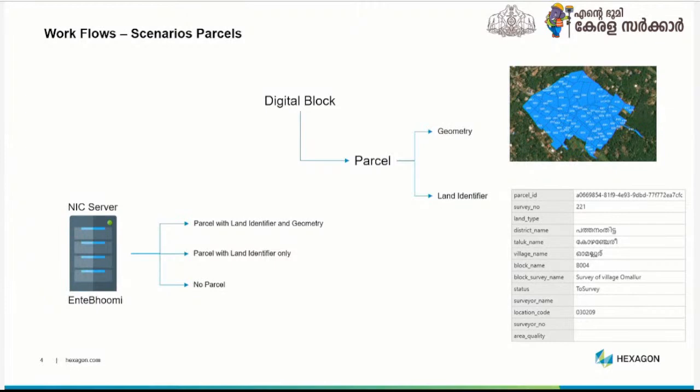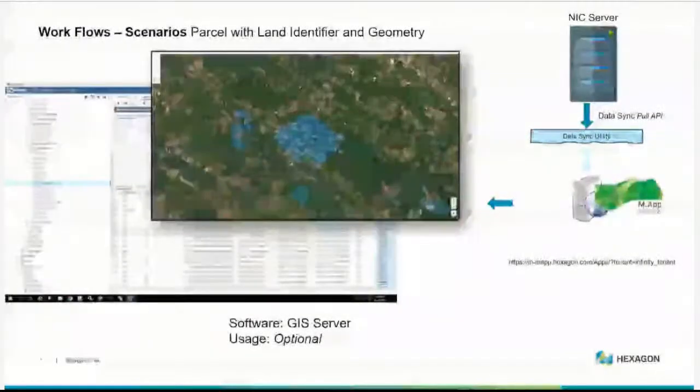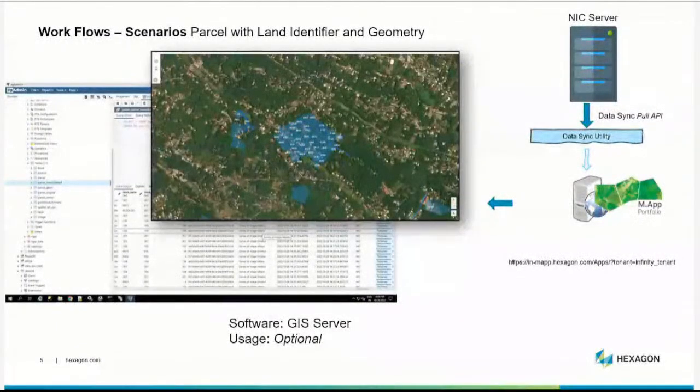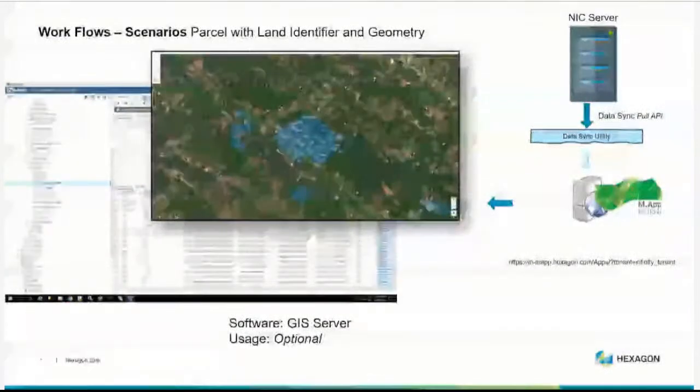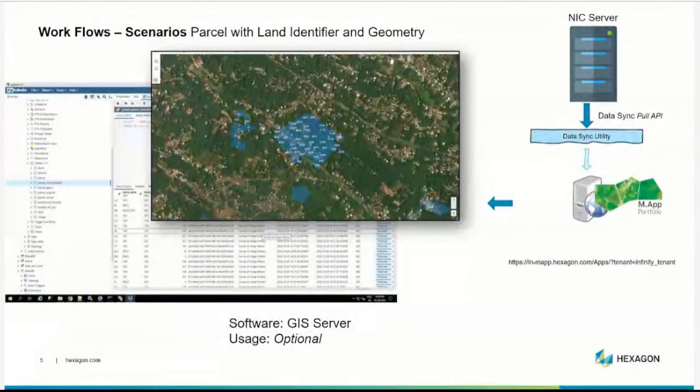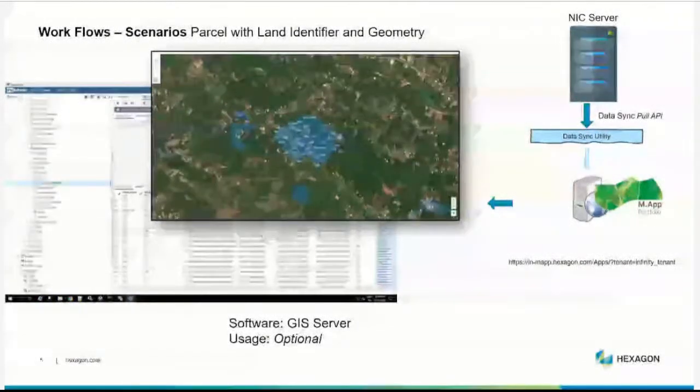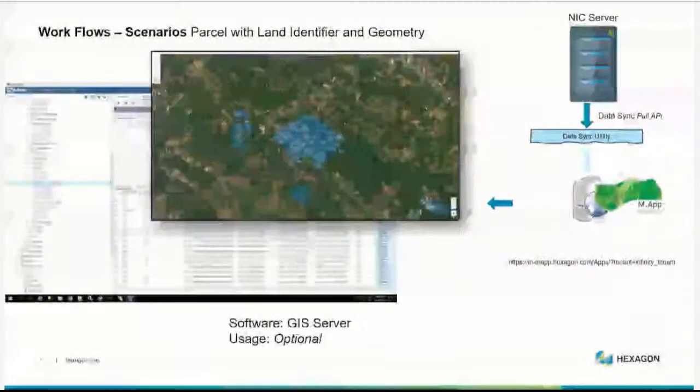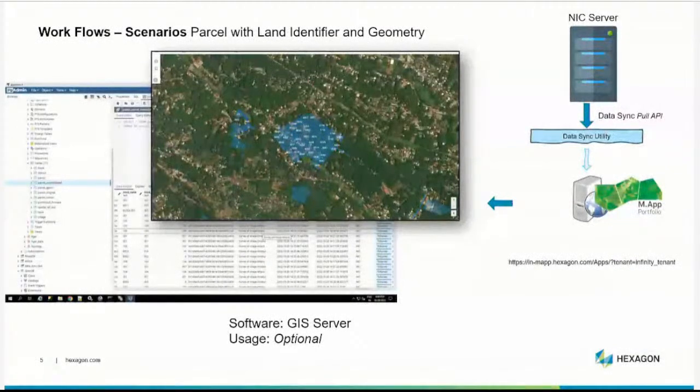Okay? We'll go deeper into each one of them. So if there is a parcel with land identifier and geometry, the best scenario, what will happen is that from Ente Bhoomi, using the APIs, the data will come into our server. And that data is now made available.